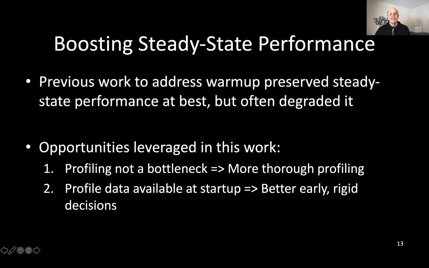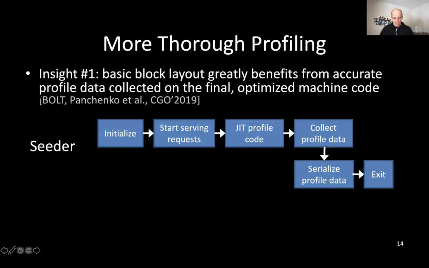In our work, we basically leveraged two different sources of opportunities to improve steady state performance. First, because profiling was not a bottleneck anymore, we were actually able to do more thorough profiling and improve the profile data that guided existing optimizations in the JIT. And second, because the profile data was available at startup on the consumer servers, we're able to make better decisions that affect the global state of the system, which are much harder to change after the system is already serving requests and has compiled code and so on. So let's take a look at some of these optimizations that we were able to do or to improve.